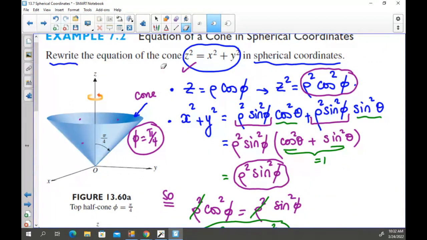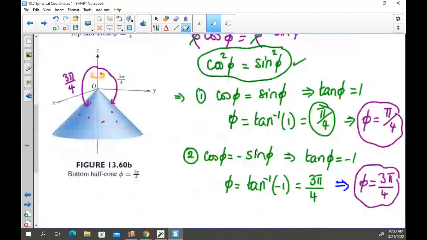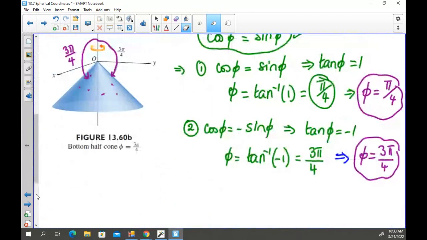So what we did was we replaced z with this. So z is equal to that, so z squared will be this. And x squared plus y squared, I do all of this work, so I get this. So now that means this is equal to that. And then we just simplify and see what happens with those equations.